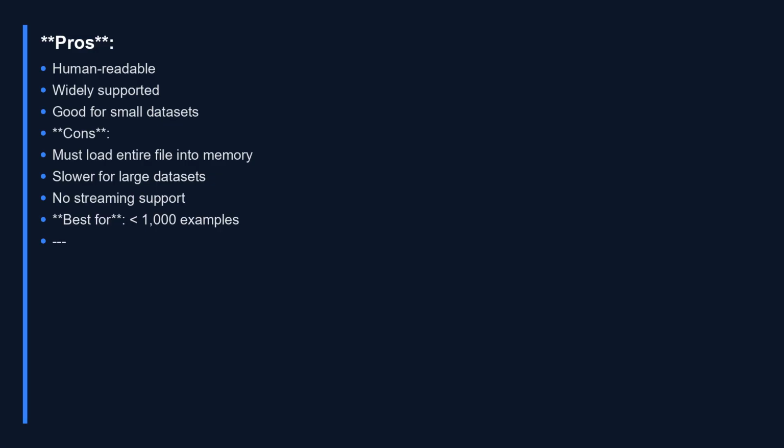JSON is the right choice when your dataset is small, under 1,000 examples. It's easy to create, easy to inspect, and easy to share. Beyond that scale, the memory overhead and lack of streaming support make it the wrong tool. At that point, you want JSON-L.